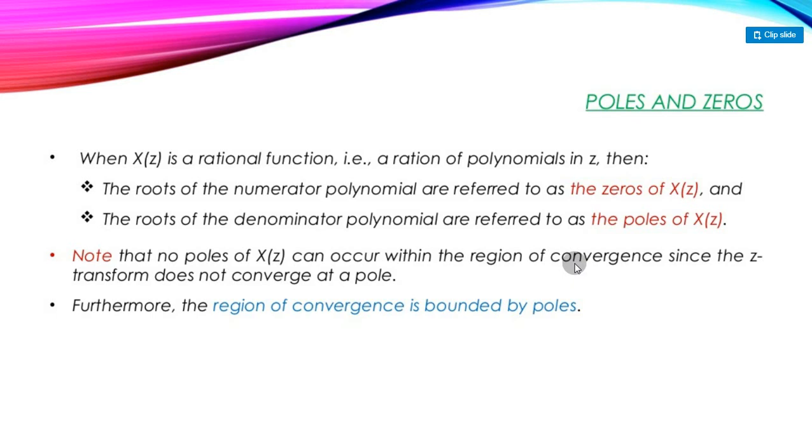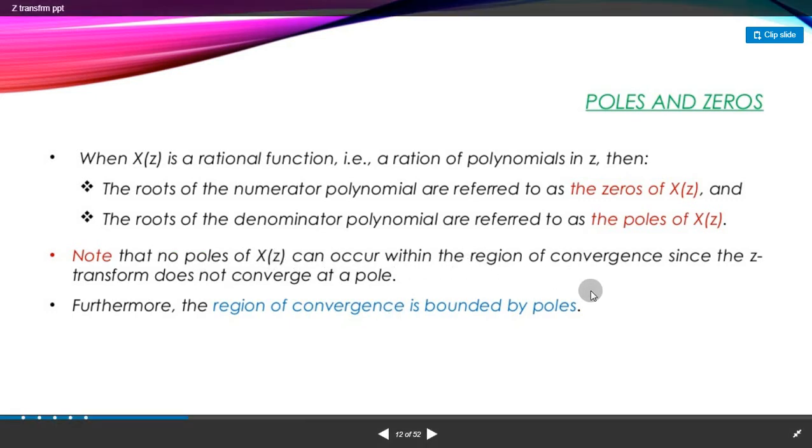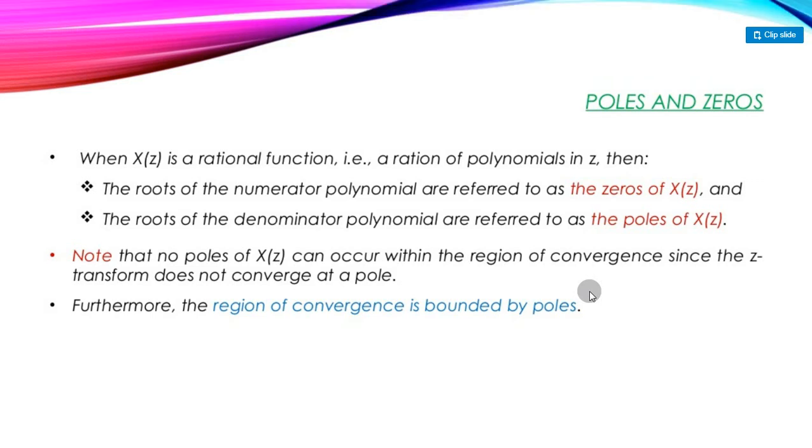Now no poles of X of Z can occur within the region of convergence, since the Z transform does not converge at a pole. Furthermore, the region of convergence is bounded by poles. From this line we can easily understand why the region of convergence is bounded by poles, because the Z transform does not converge at a pole.